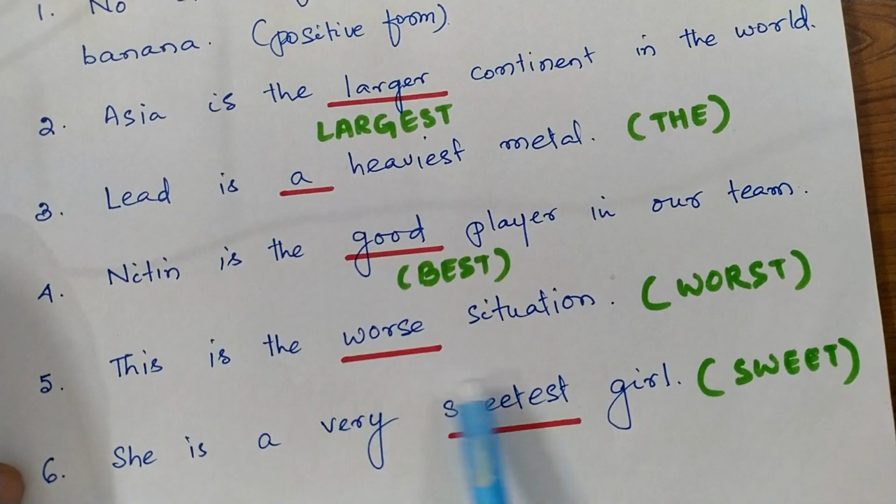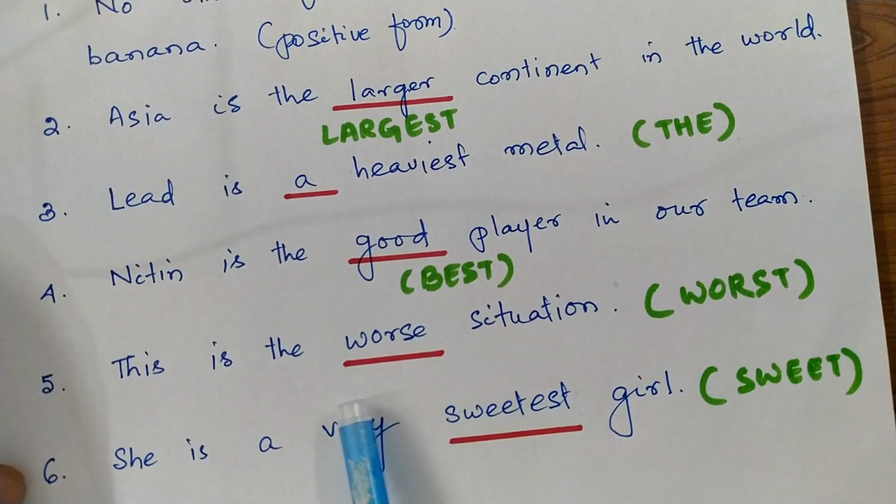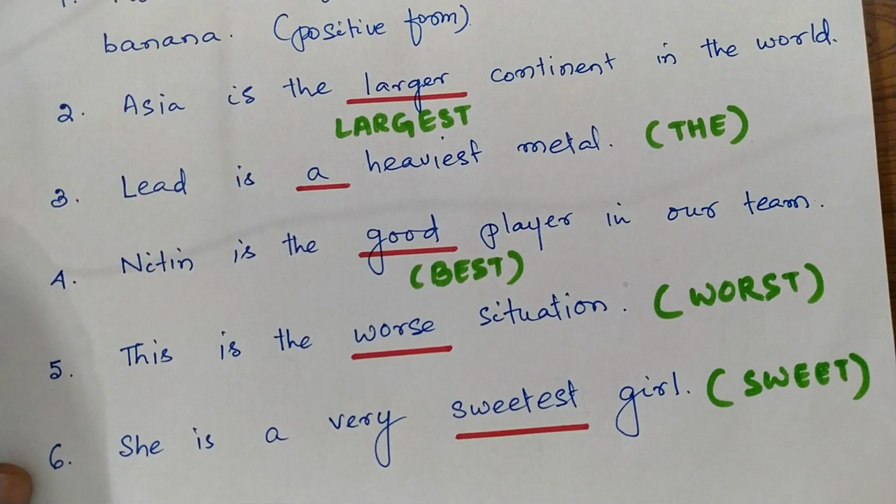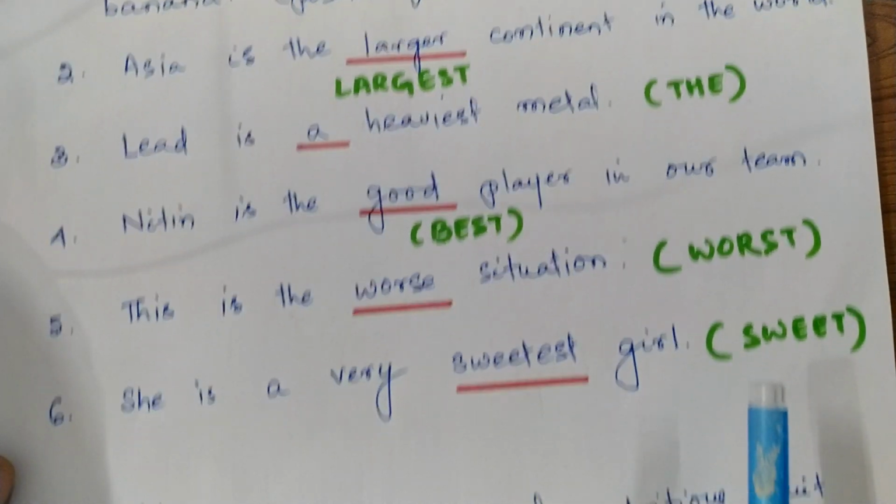Number 5. This is the worst situation. This is the worst situation is correct. Why? Because we are comparing all the other situations which could have gone wrong. So, this is the worst situation is correct.